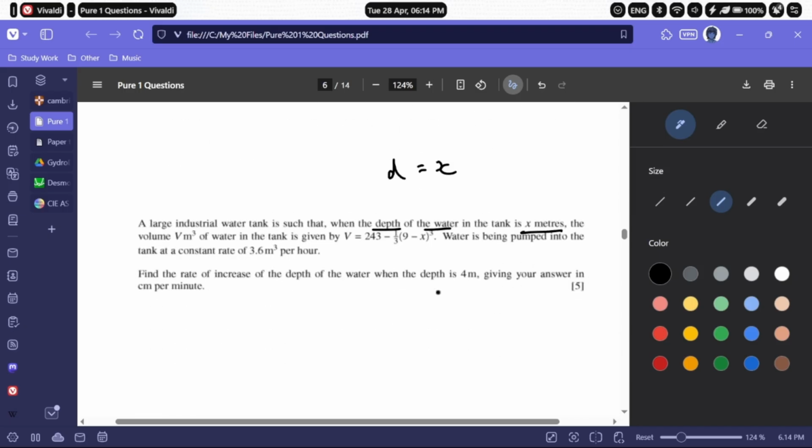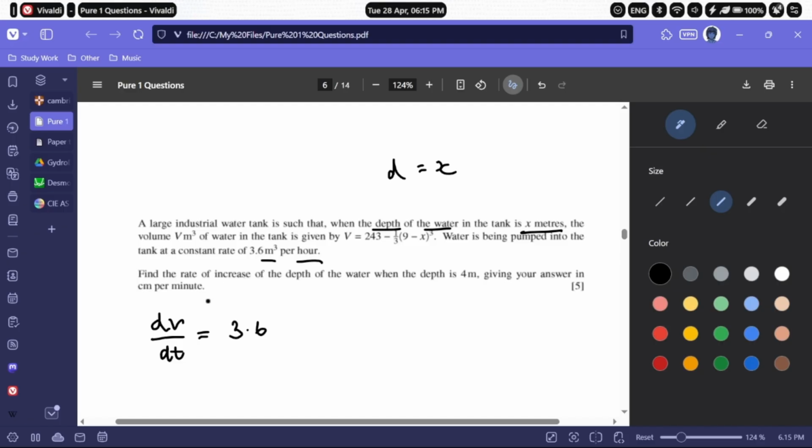Anyway, moving on. The volume of water in the tank is given by this. And then water is being pumped into the tank at a constant rate of 3.6 meter cube per hour. So that's one of the rates. You should identify that right away. You can look at the units to understand what variables they're talking about. Over here it's meter cube and it's per hour, so it's dV by dt. So dV by dt would be equal to 3.6.